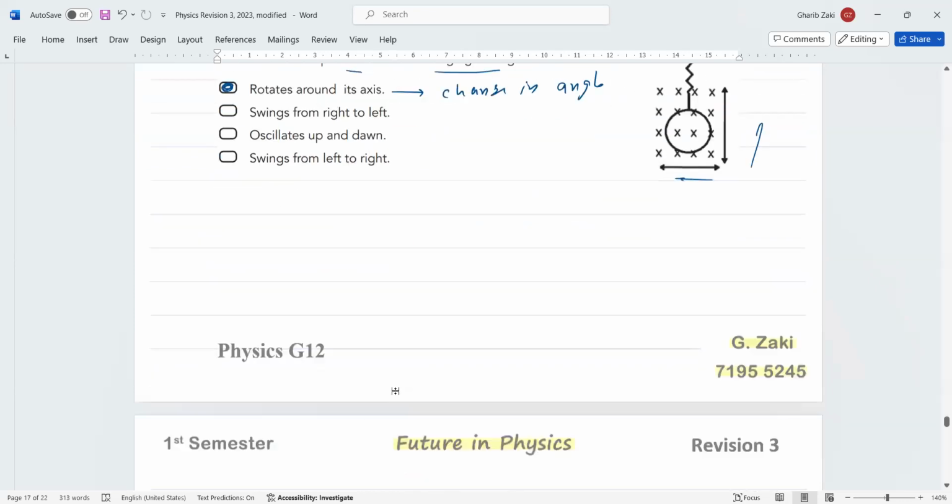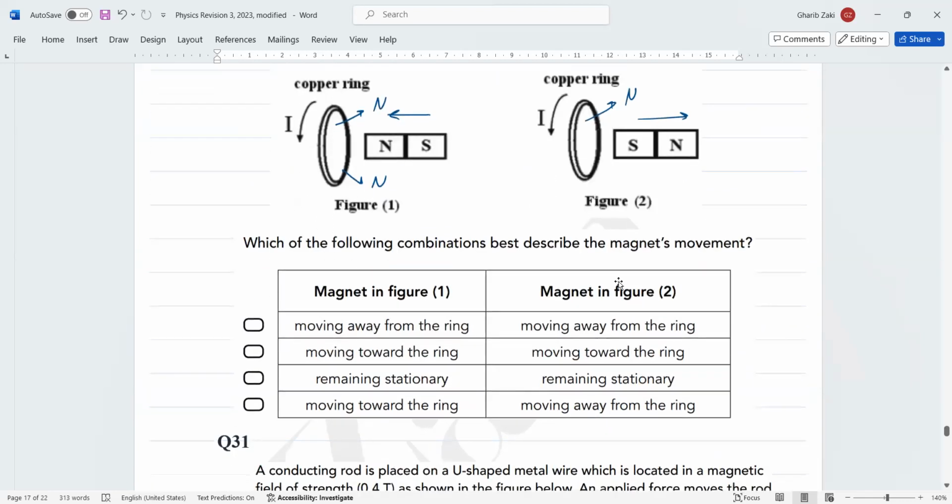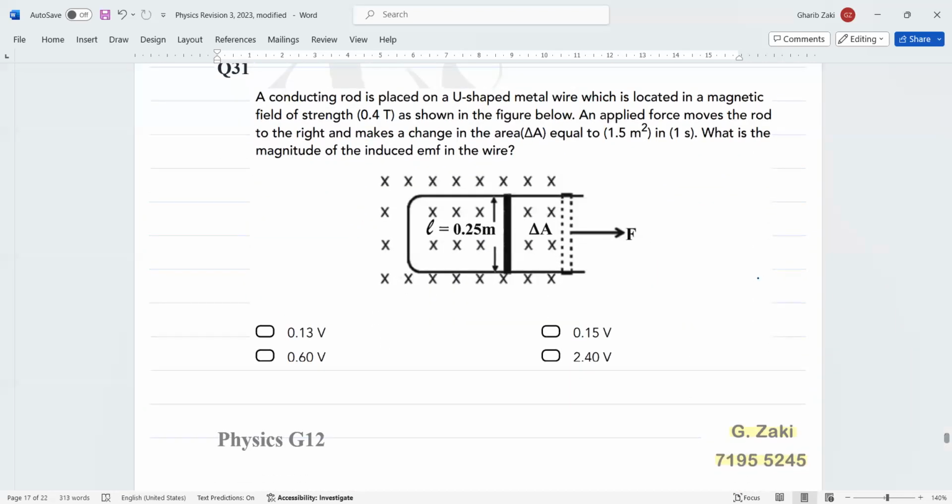Next one. This is about Lenz's law. Okay, here, this is the current. So this is north, this is north. Because this is north, it will be moving here. And also the same, this is north, this is south, so it's moving away. Then the correct answer of this one is the last one. Now, this one is an easy question. You can solve it. It's direct.